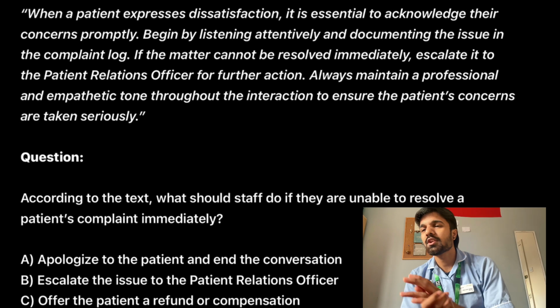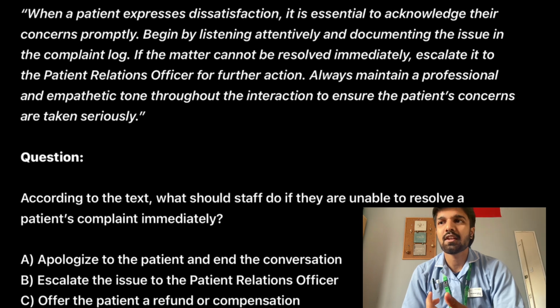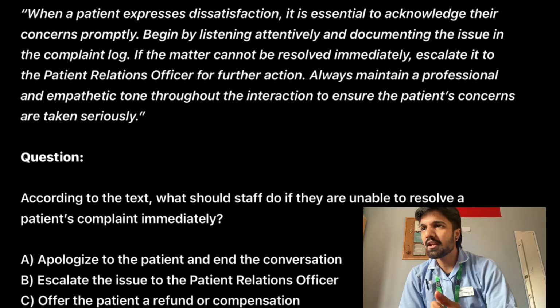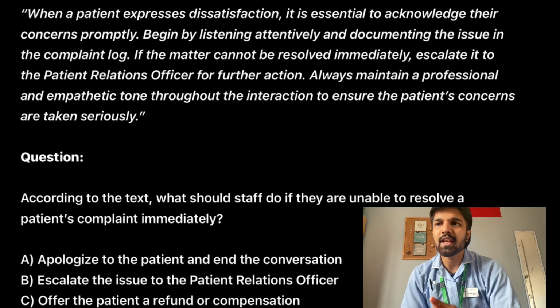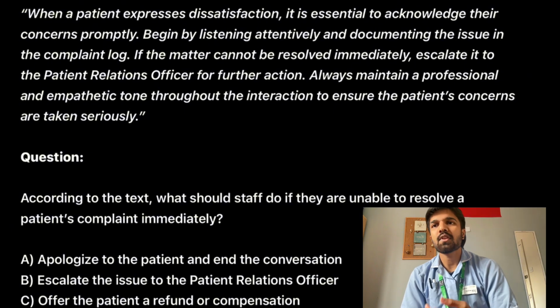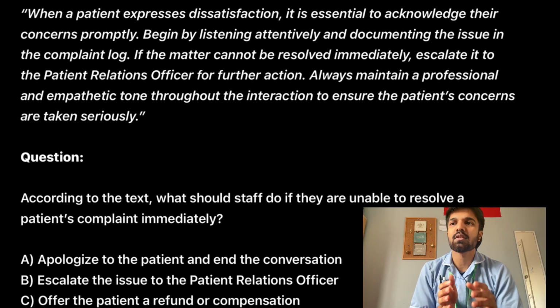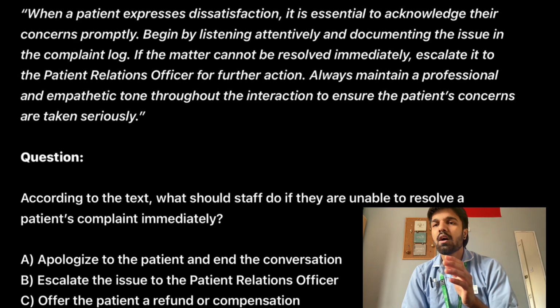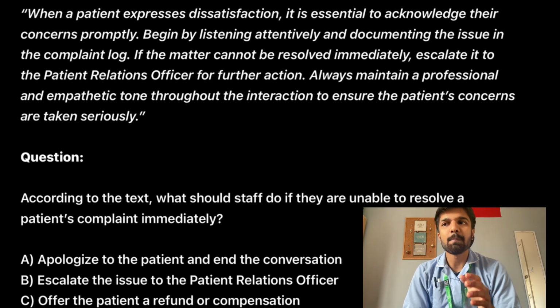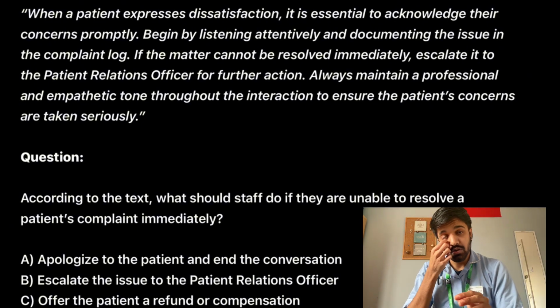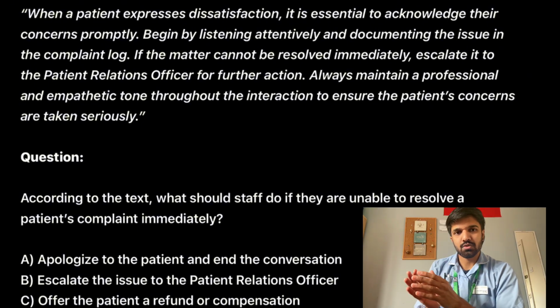Option A, apologize. No, we need to go to the context here. When a patient expresses dissatisfaction, it is essential to acknowledge their concerns promptly. Begin by listening attentively and documenting the issue in the complaint log. If the matter cannot be resolved immediately, escalate it to the patient relations officer for further action. Always maintain a professional and empathetic tone throughout the interaction to ensure the patient's concerns are taken seriously. So think about which option is correct. We move to the options.